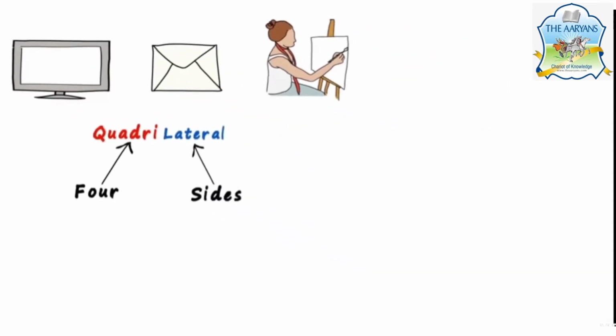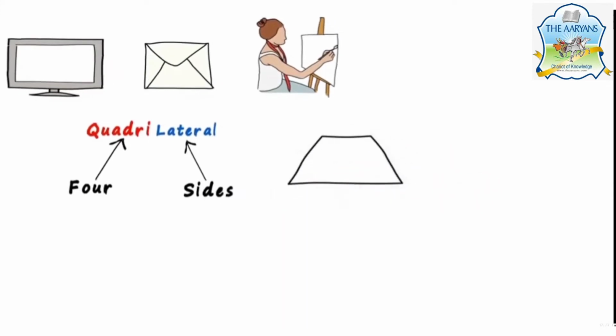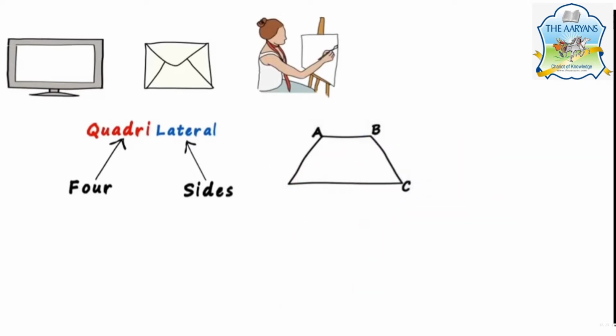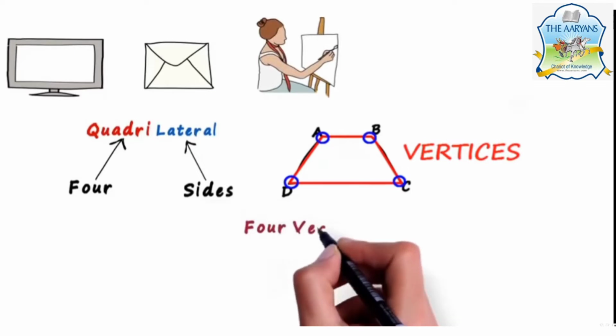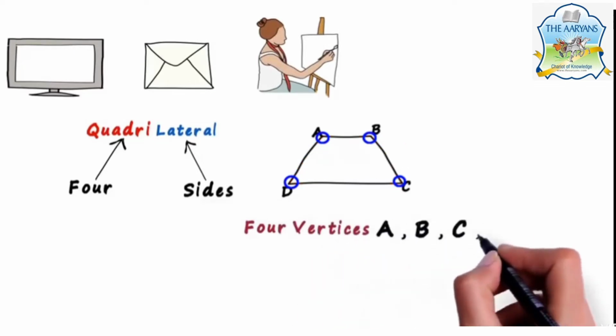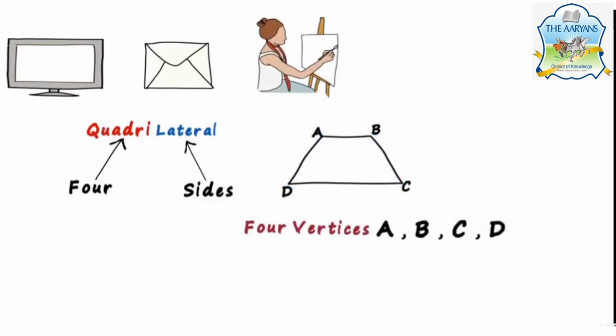If you observe, all these things have four sides. This is an example of a quadrilateral. To name the quadrilateral, we give names to these 4 points, that is A, B, C and D. These are 4 vertices. And the quadrilateral will always have 4 vertices A, B, C and D.